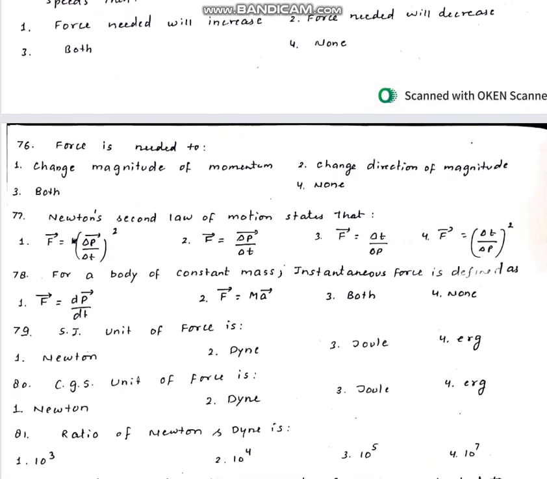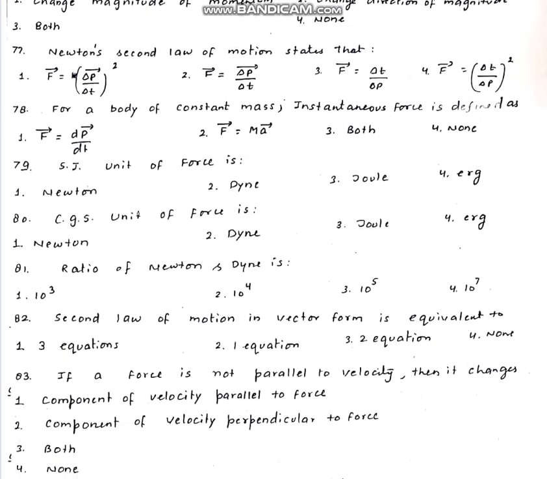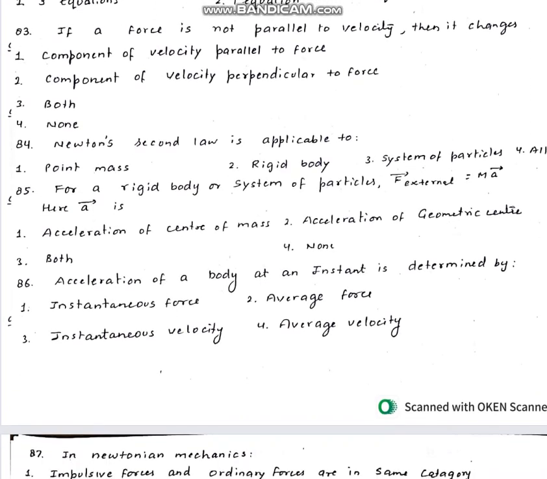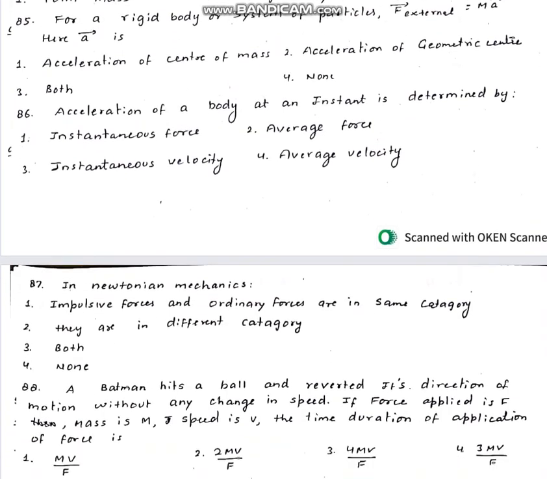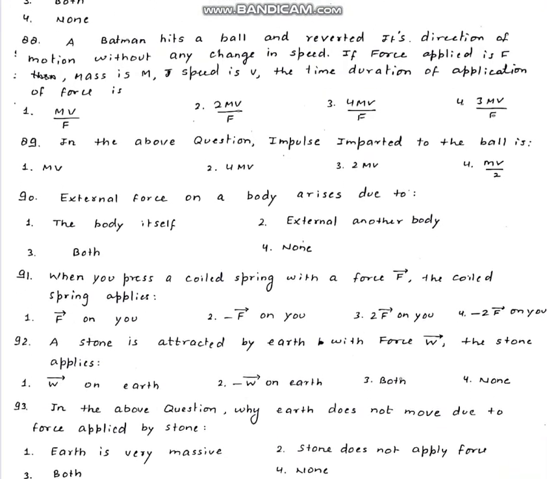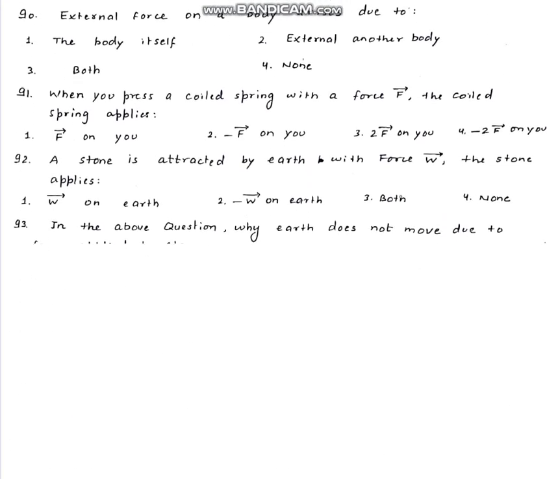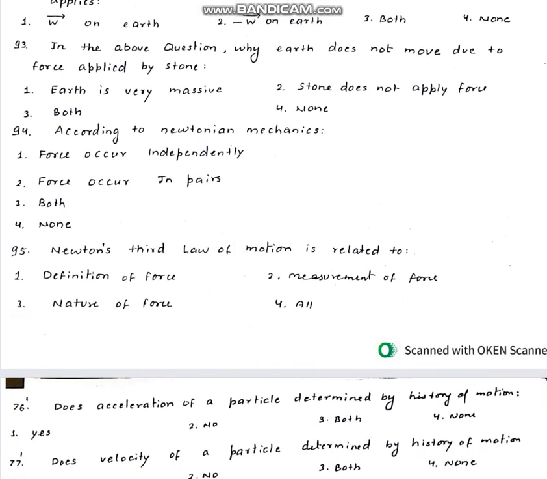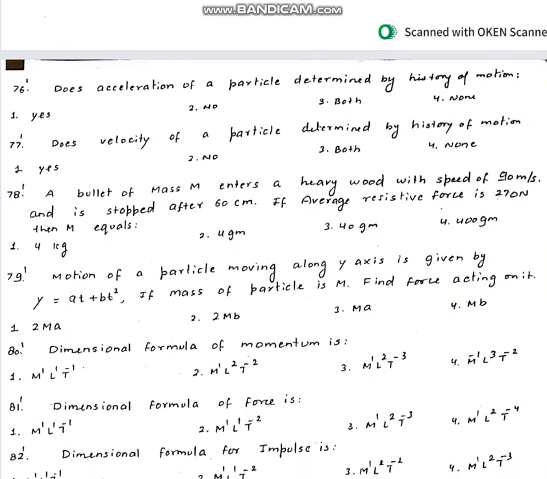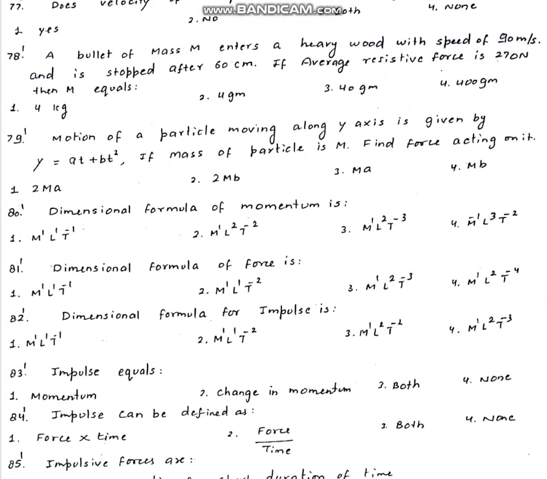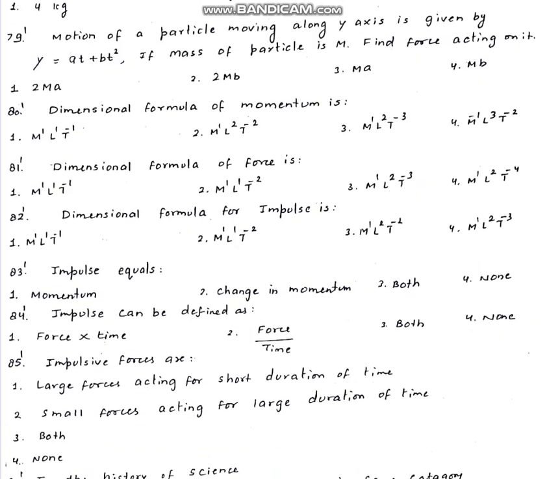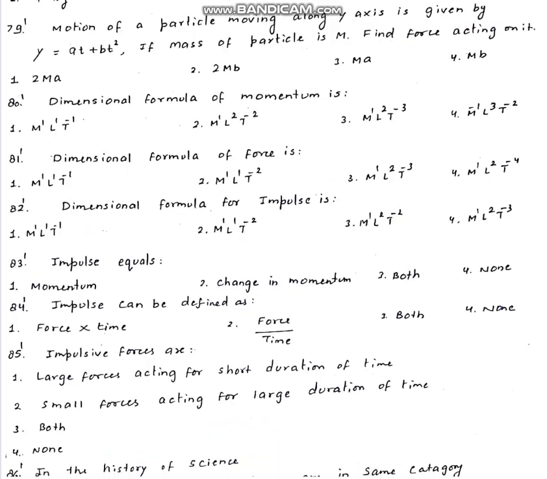Then we have the concept of force, Newton's second law of motion, SI and CGS units of force, second law of motion. Then the concept of Newtonian mechanics, the time duration, impulse. Then we have Newton's third law of motion. Then acceleration dependency on history of motion, and velocity dependency on history. Then we have a numerical question based on coordinates, where we need to find the force on that.